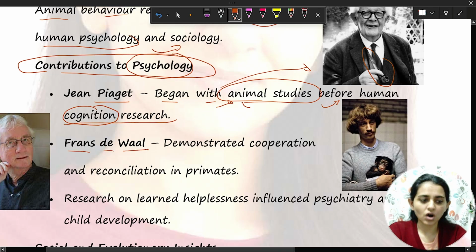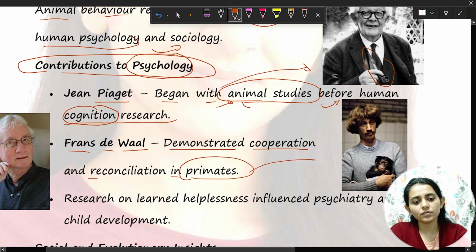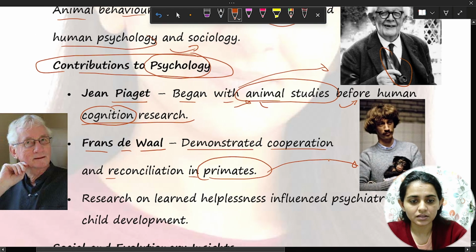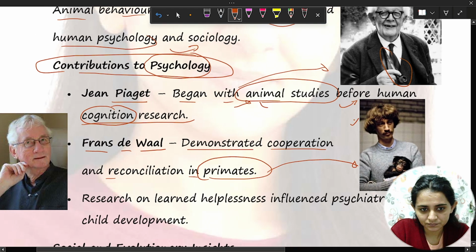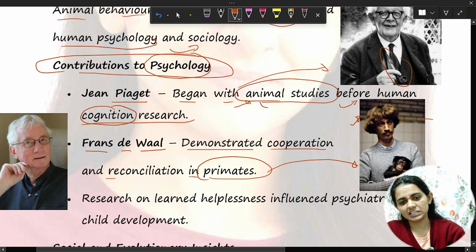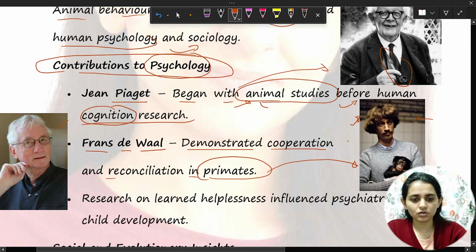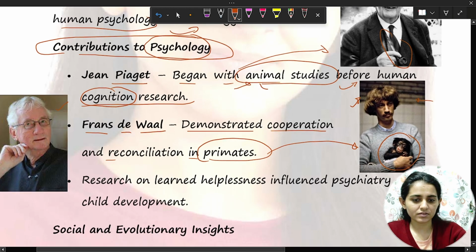Frans de Waal demonstrated cooperation and reconciliation in primates. He worked on primates and learned how primates cooperate with each other. This is his young photo and this is the older photo, with his beloved ape.